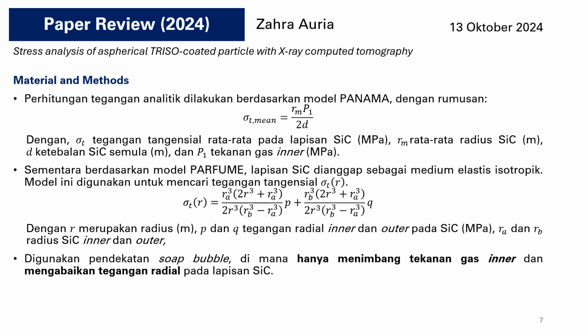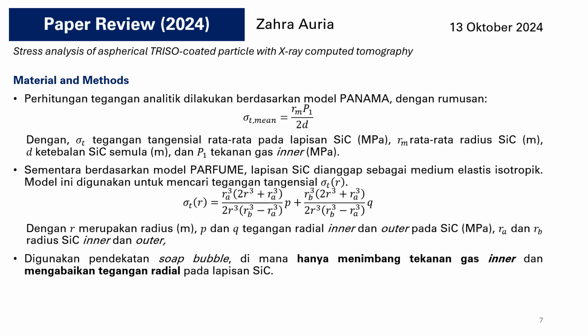Here's the equation, with R the radius, P and Q the inner and outer radial stress on the silicon carbide, and R sub A and R sub B the silicon carbide inner and outer radius. We also use the soft bubble approximation, in which we only consider inner gas pressure and neglect the radial stress on the silicon carbide.